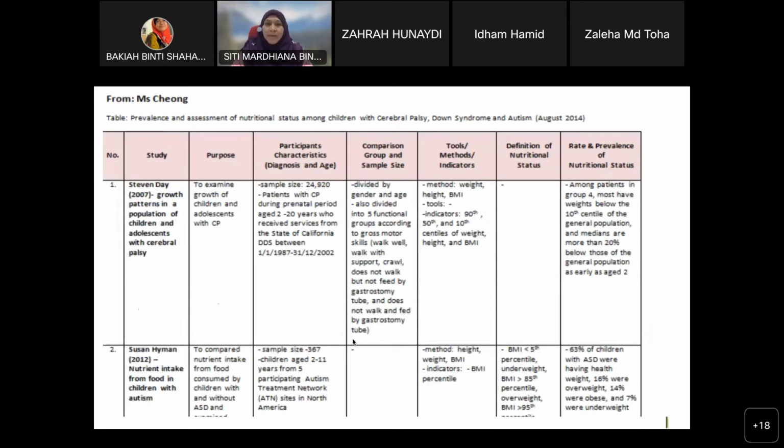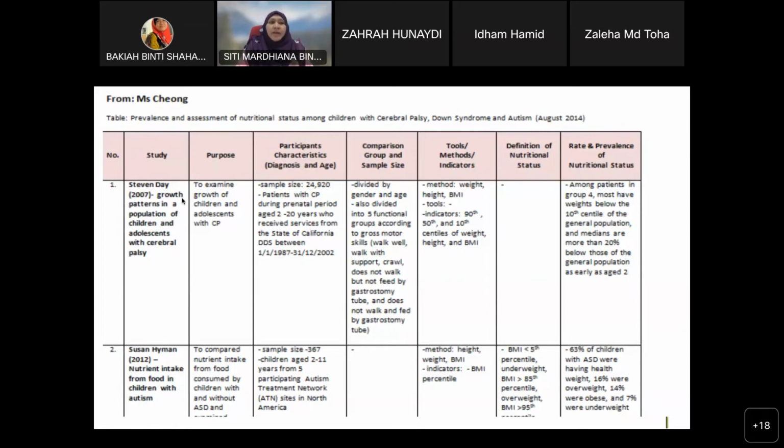So this is an example of a data charting table. The title is Prevalence and Assessment of Nutritional Status Among Children with Cerebral Palsy, Down Syndrome, and Autism. Because it involved a few people, in this project they delegated the work to a few members. For example, the first member, Miss Chong, this is what she got from her paper. If at the end you need to read like 500 papers, I don't think one person will be able to do that.